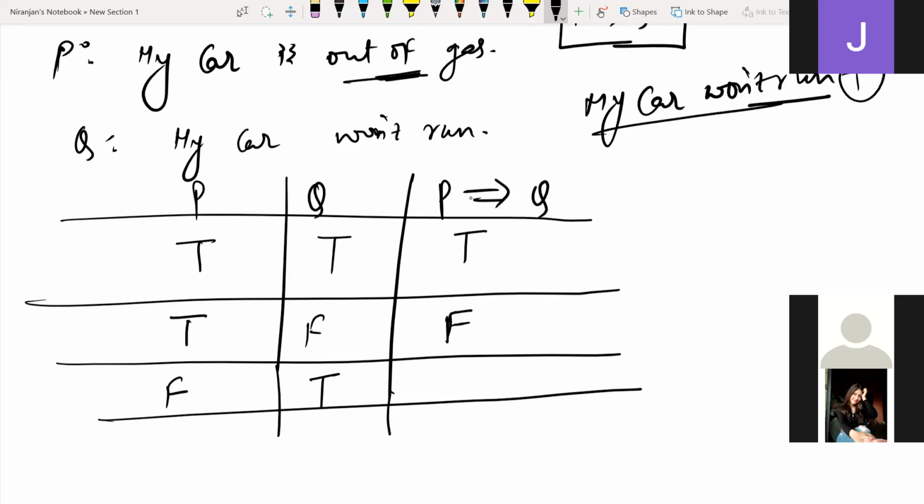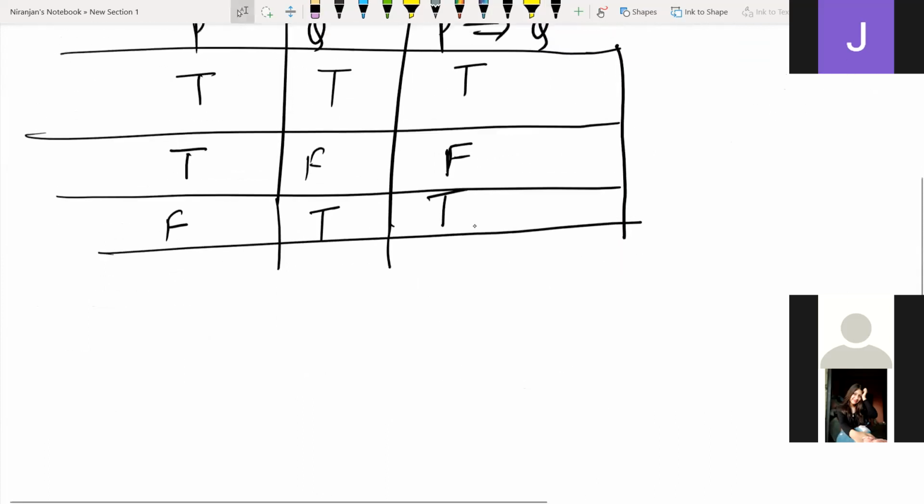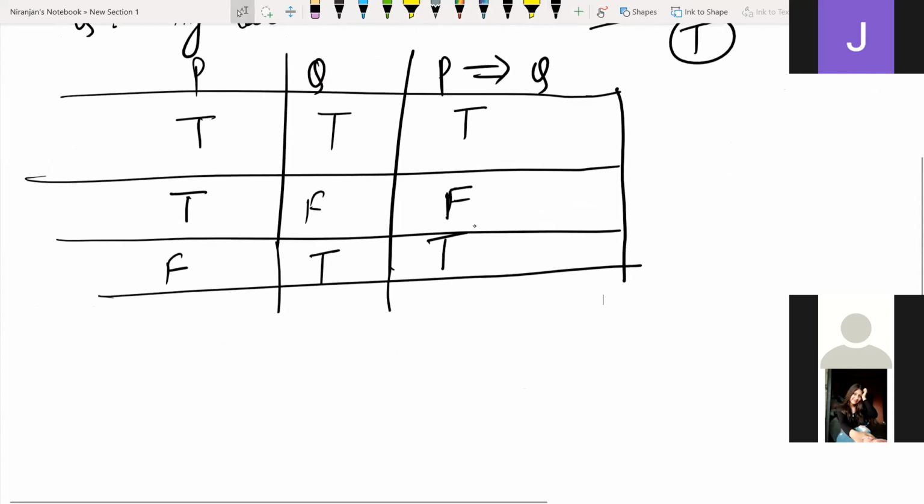Let me repeat that. What did I just say? I just said that what if this is true? Does that mean that this should be true? No, right? Because your car could have some other problems, and because of that, it must not be running. So does that make this implication false? No, because you know for this fact that when I'm out of gas, my car won't run. That's a true statement. So I don't care about it.